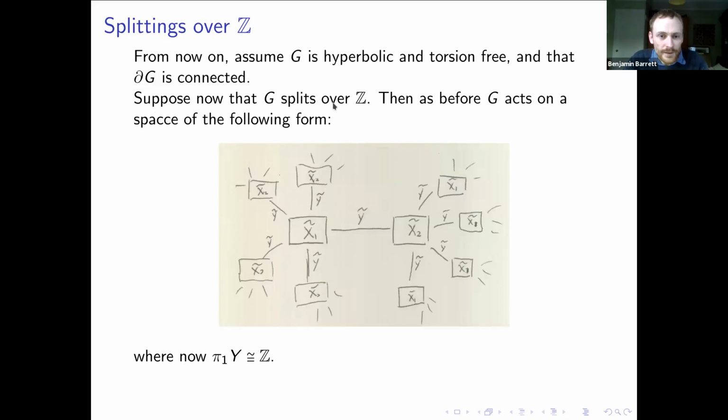Now we're going to do exactly the same thing, and you might notice I've lazily used exactly the same picture. So suppose now that G splits over Z, now we get another action of G on a space that looks like this, but now pi1 of y isn't finite anymore. Now pi1 of y is Z. Okay, so this changes things a bit because the boundary of this picture is no longer disconnected for the same reason, because there are sort of things with boundaries sitting on the edges, so we can't just cut along an edge and hope that that will show us that the boundary is disconnected.